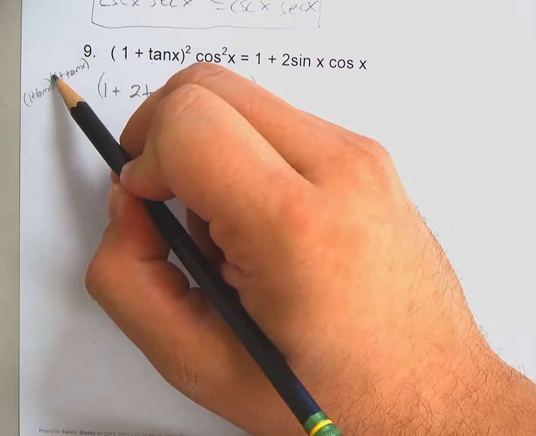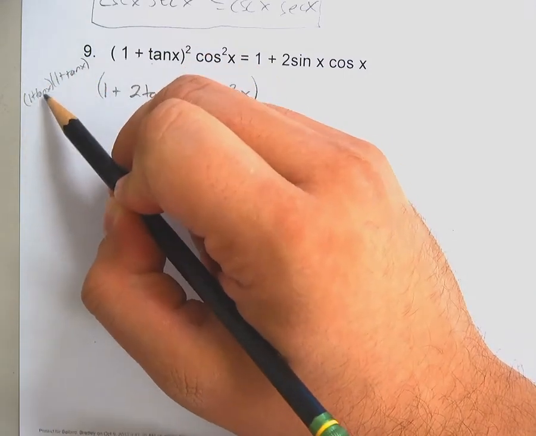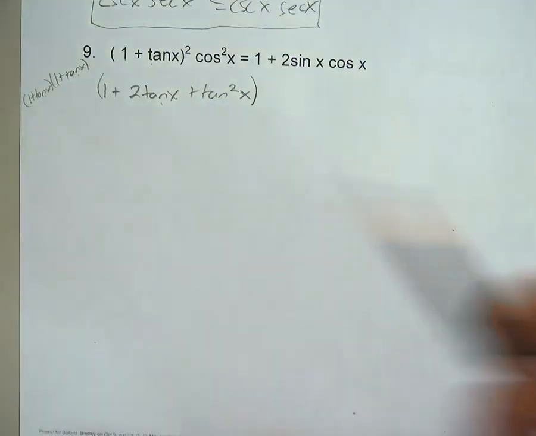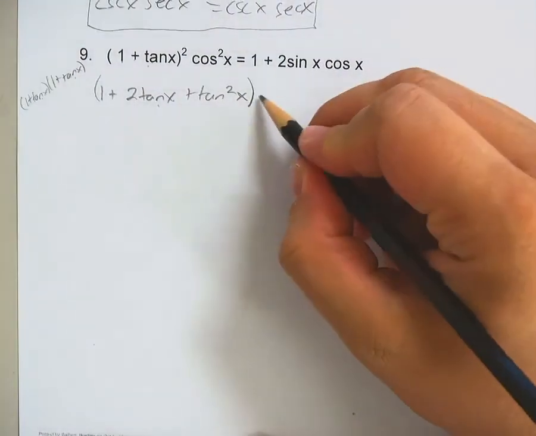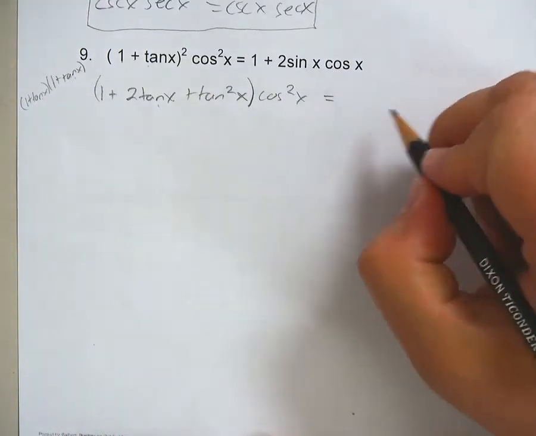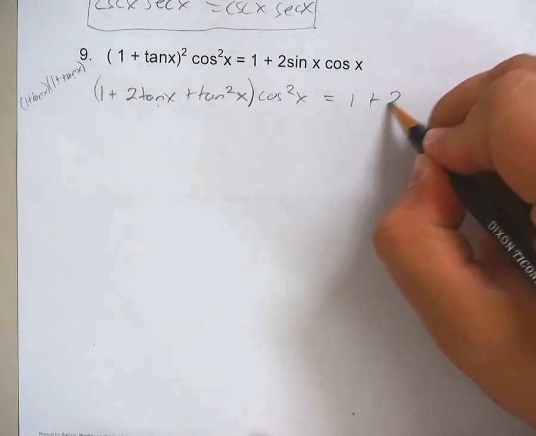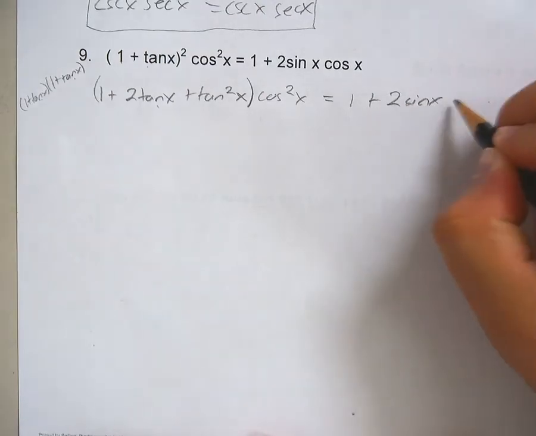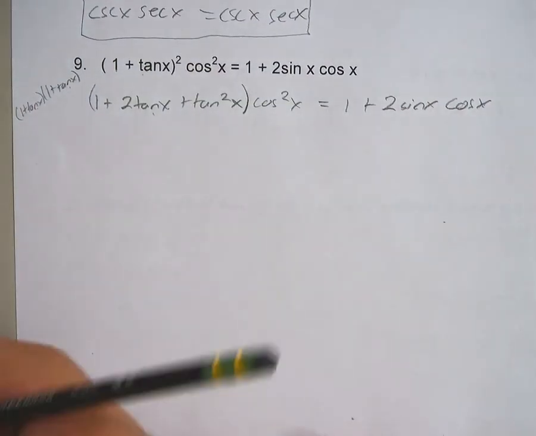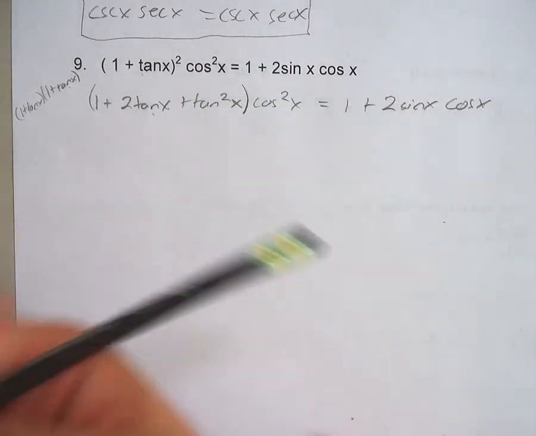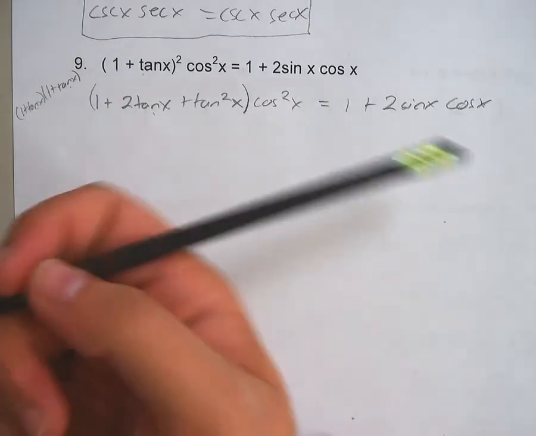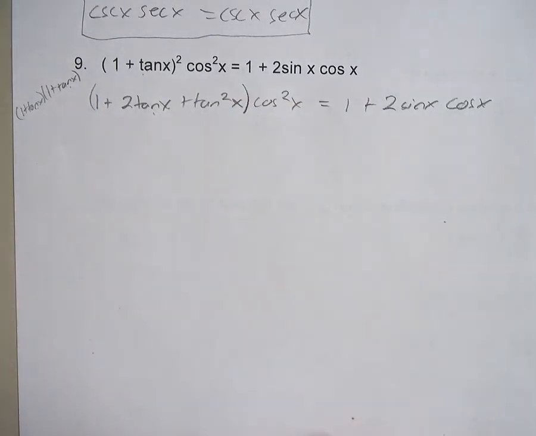One times 1 is 1. 1 times tangent, 1 times tangent, that's 2 tangent x. Tangent times tangent is tangent squared. Times cosine squared x. I always bring the right side down. I know it may seem like you're writing it redundantly because it's all going to be the same on the right, but it always helps to keep looking back at where you're supposed to be going.